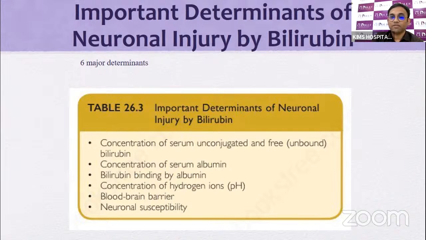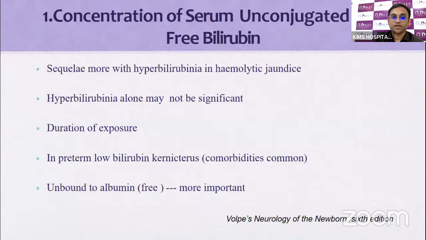The protective blood-brain barrier may be disrupted, or may be normal but some factors may promote more transfer of bilirubin to the brain. And there should be susceptible neurons in the brain, which can be damaged by the deposition of bilirubin. So there are 6 major determinants of neural injury by bilirubin. Coming to the first determinant, the concentration of serum unconjugated free bilirubin.